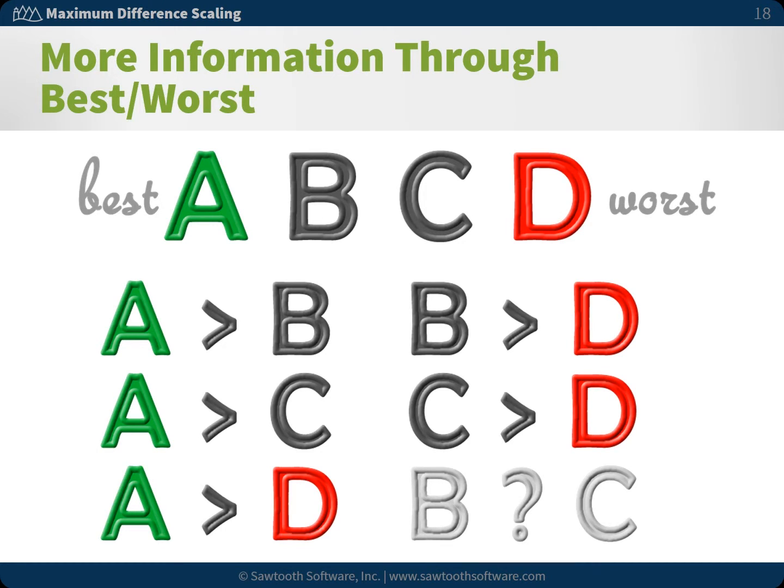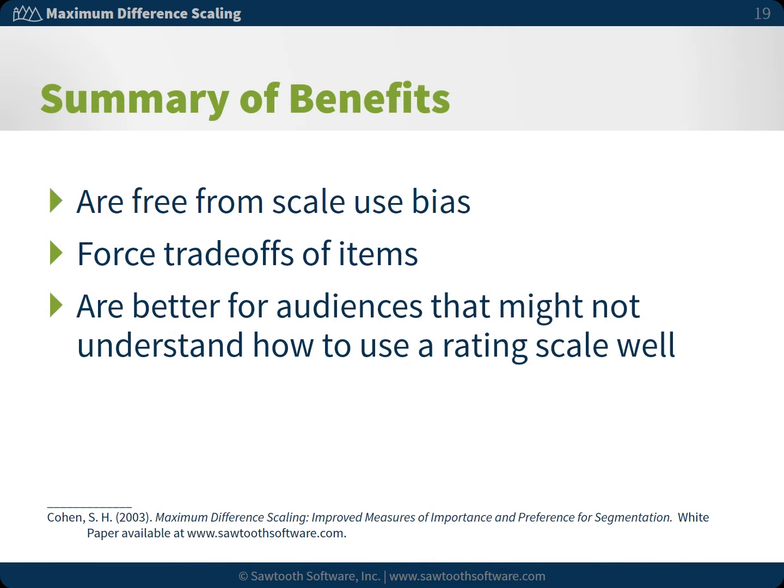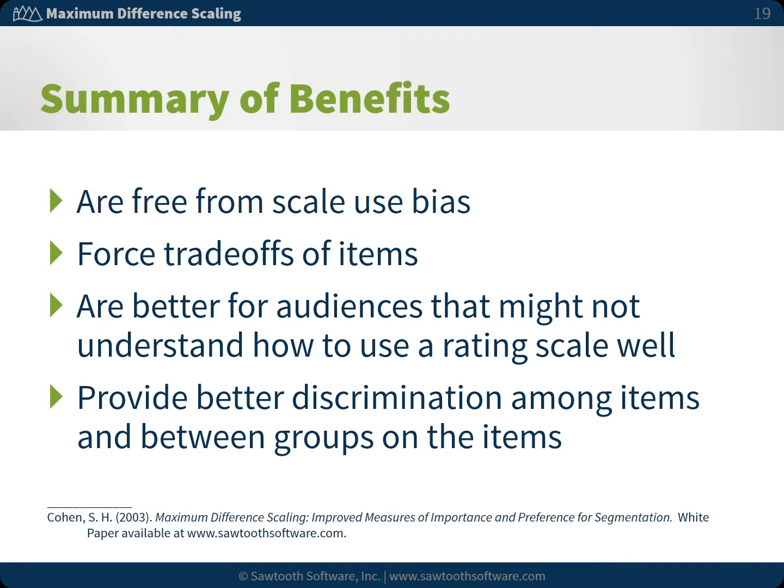According to researcher Stephen Cohen, relative to rating scales, paired comparisons and best-worst item scaling are free from scale use bias, they force trade-off of items, are better for audiences that might not understand how to use a rating scale well, and provide better discrimination among items and between groups of the items.